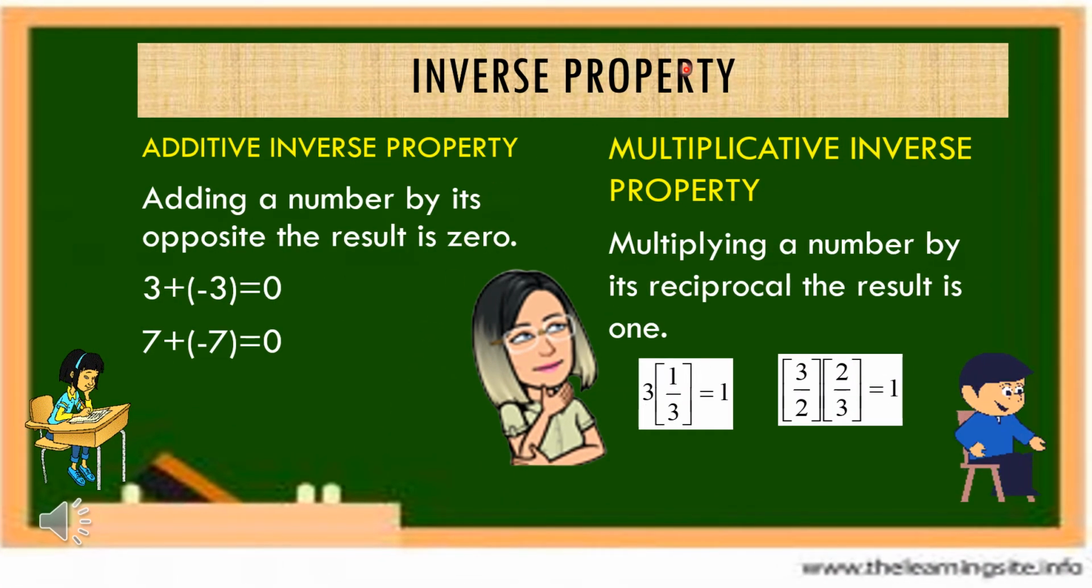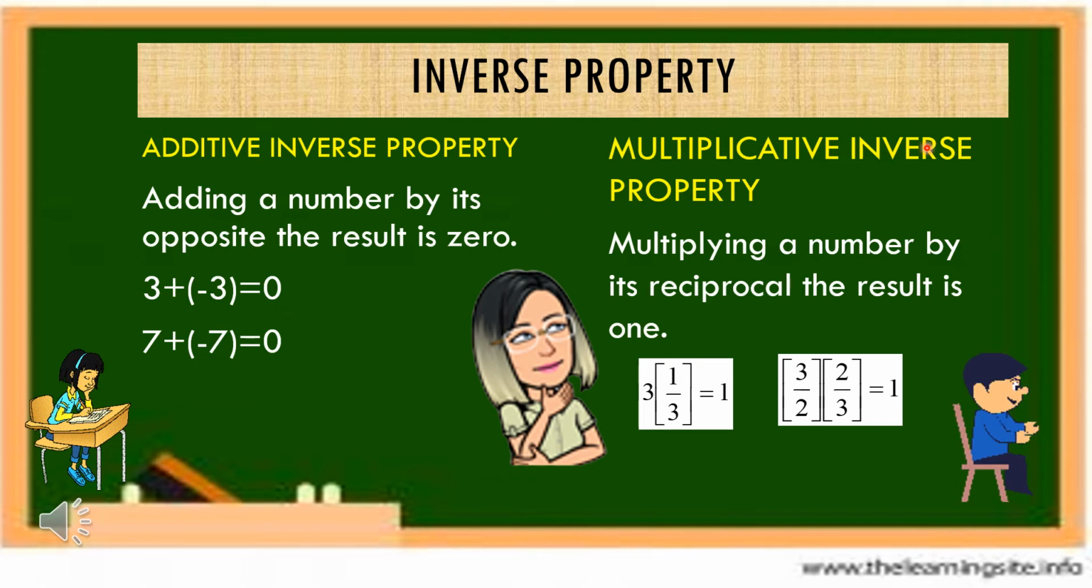We have inverse property. Inverse property is divided into two. Additive inverse property and multiplicative inverse property. So if we add a number by its opposite, what is opposite? If we have 3, the opposite of 3 is negative 3. If we have 7, the opposite of 7 is negative 7. So if we add a number by its opposite, the result is 0.